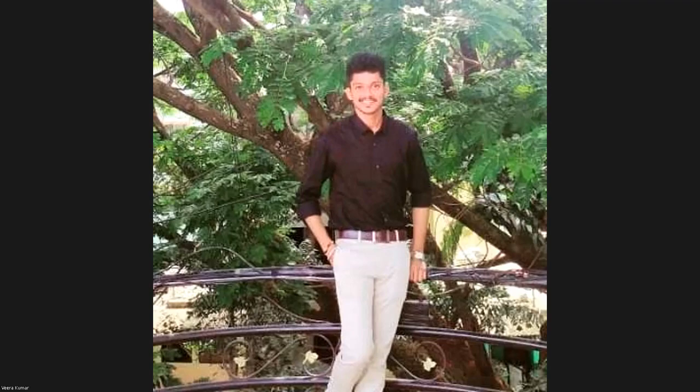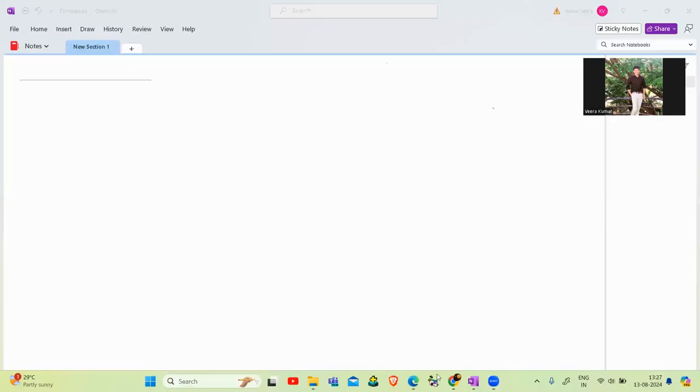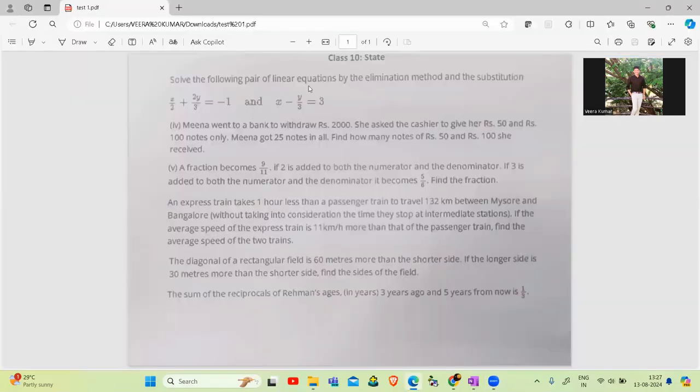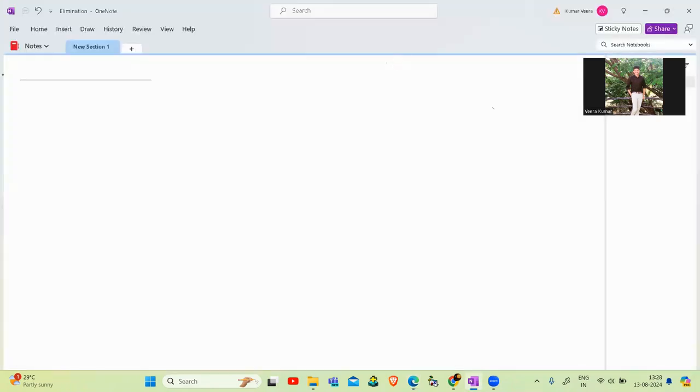So we will solve a few questions today, which are on state-based oriented questions. Solve the following pair of linear equations by elimination method and substitution method. First we'll take the first question: x by 2 plus 2y by 3.